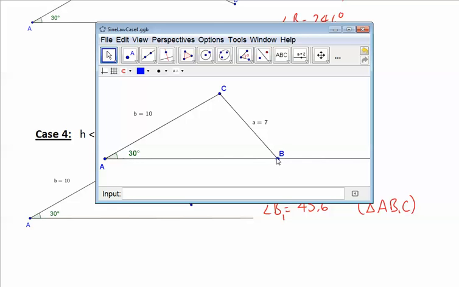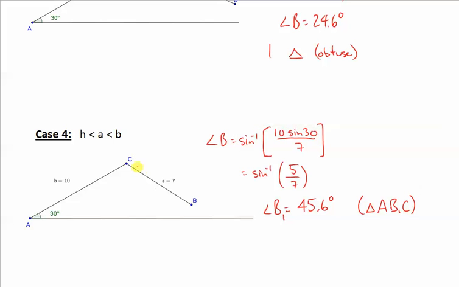But keeping this side at length 7, notice that I can also have a triangle over here. It's still 7. This 10 value hasn't changed. This angle 30 hasn't changed. So there are actually 2 possible triangles for this. One triangle is right here. I'll call that B1. But the other one is going to be right over here, and let me call that B2.